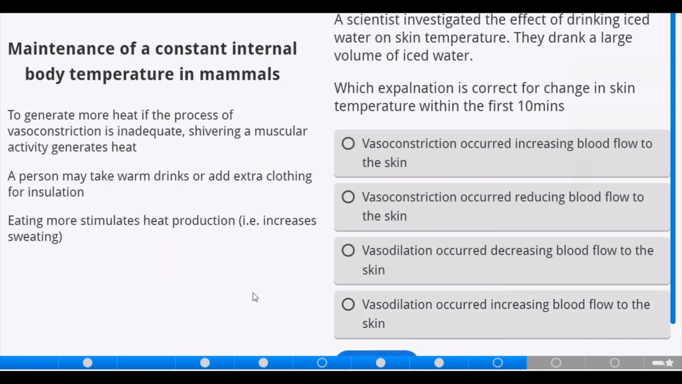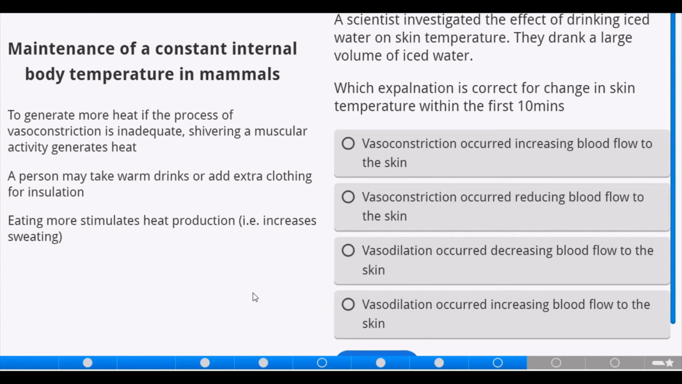Maintenance of a constant internal body temperature in mammals continued. To generate more heat if the process of vasoconstriction is inadequate, shivering, a muscular activity, generates heat, and a person may take warm drinks or add extra clothing for insulation. Eating more stimulates heat production.